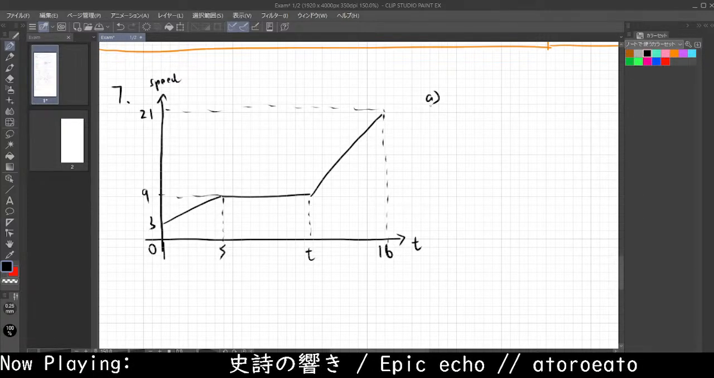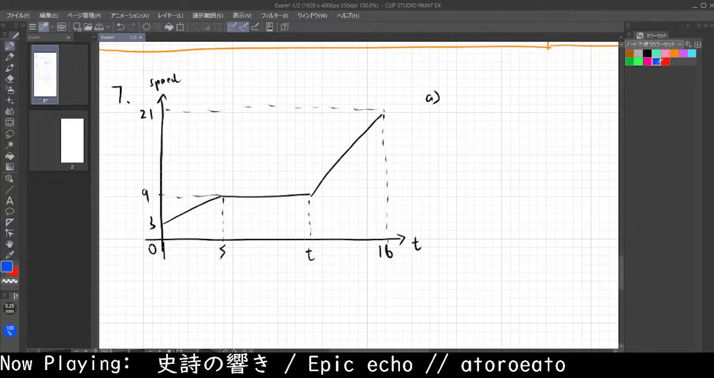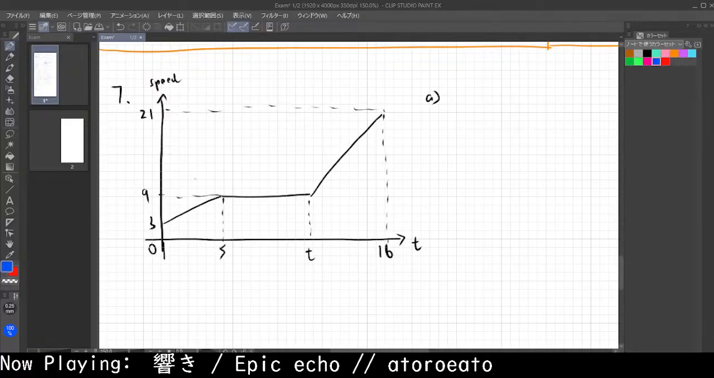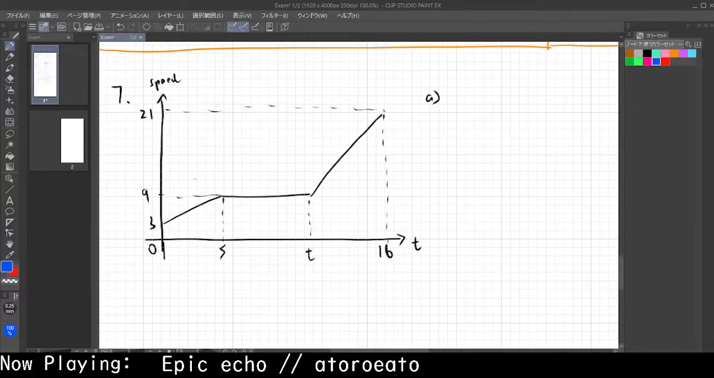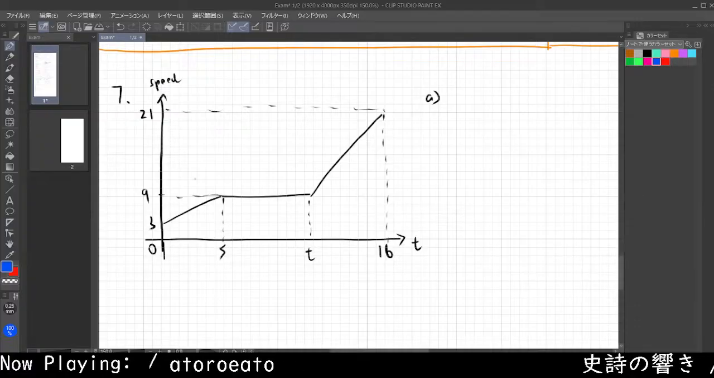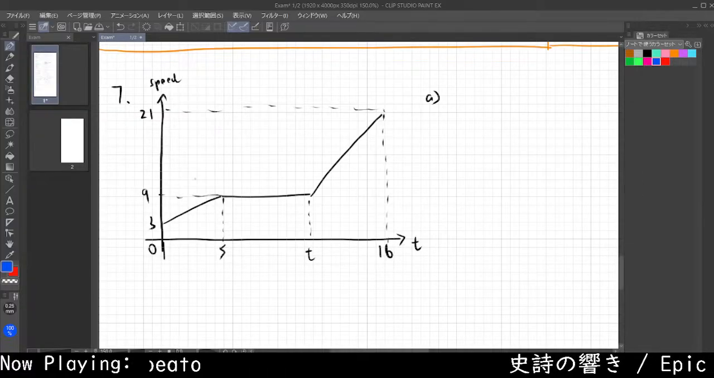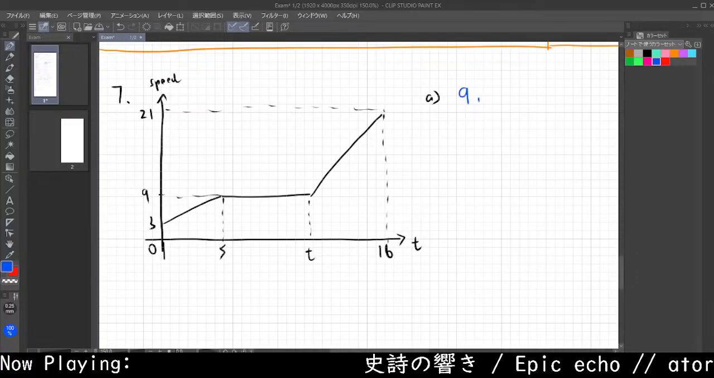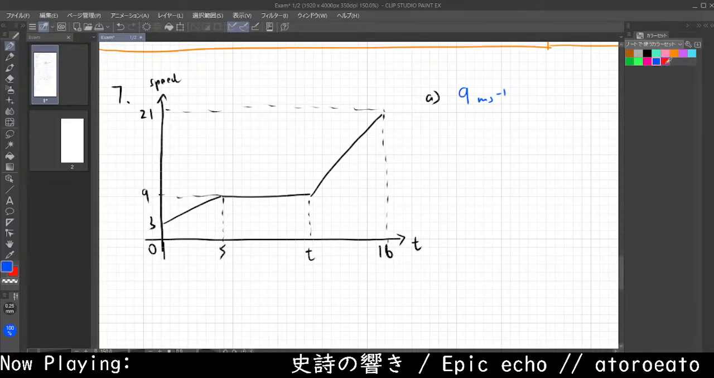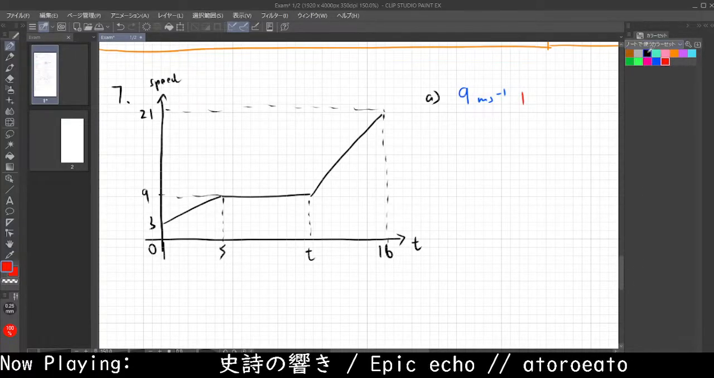So you have the graph, and then part A asks you to state the uniform speed. State basically means 1 mark, and uniform speed is the part that doesn't change. So it's just 9, because 9 is the part where it doesn't change. The answer is 9 meter per second. 1 mark.